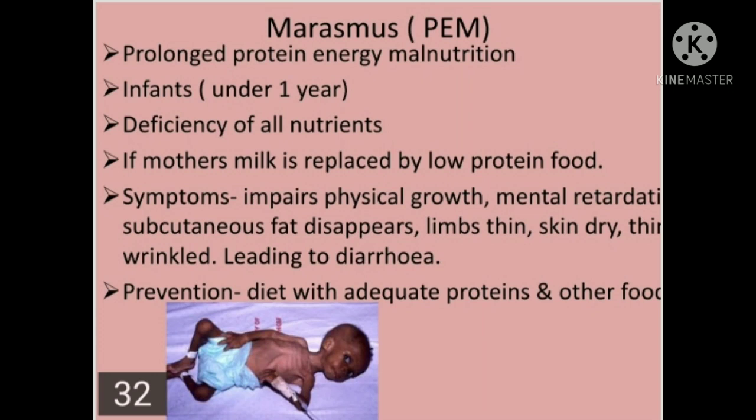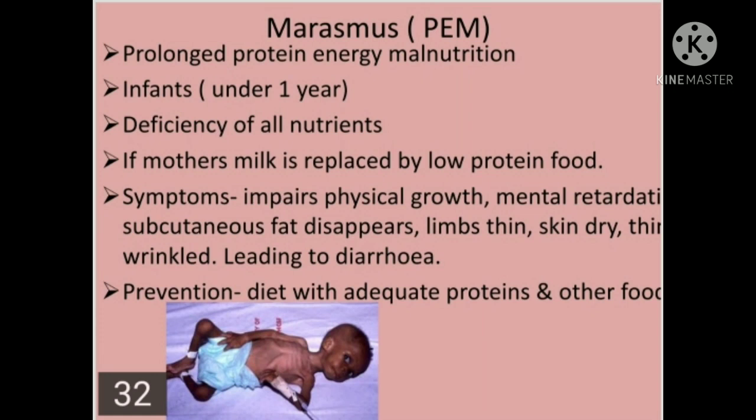Then subcutaneous fat disappears. In the picture you can see a child, and you can see how prominent his ribs are looking. So this is called as what? Subcutaneous fat disappears. As all the subcutaneous fat, the superficial upper layer of fat, disappears from the child or the patient, all the ribs start looking so prominent. So subcutaneous fat disappears is also one of the symptoms.